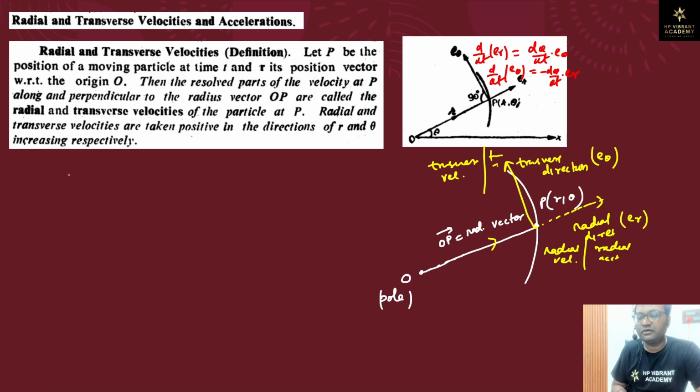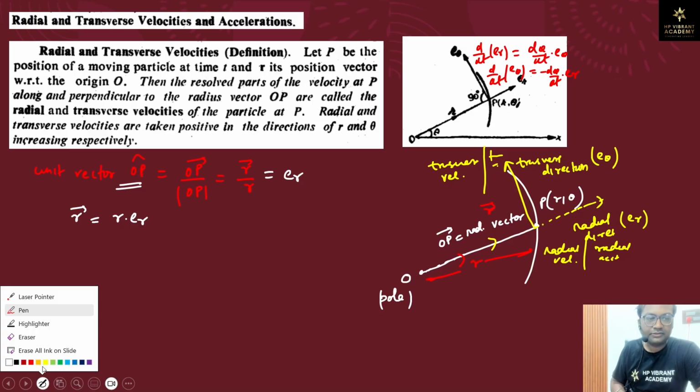So how do we find the unit vector? Suppose our vector is this OP. The unit vector along OP is equal to the OP vector upon the magnitude of the OP vector. So the radius vector is the r vector, and this distance is r. This will be equal to r vector upon r. And the unit vector along the radial direction is e_r. This is equal to e_r. So r vector is equal to r into e_r.